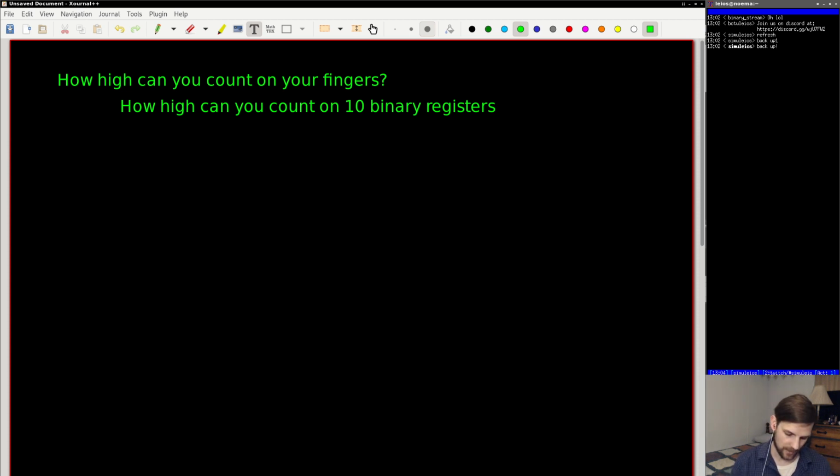You have... oh, and you also have the register of bringing your hand forward and back. Like you could say this is 0 and this is 1 as well. So technically you could say that you have 12 binary registers, right?